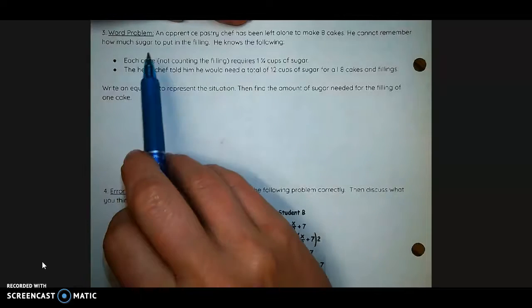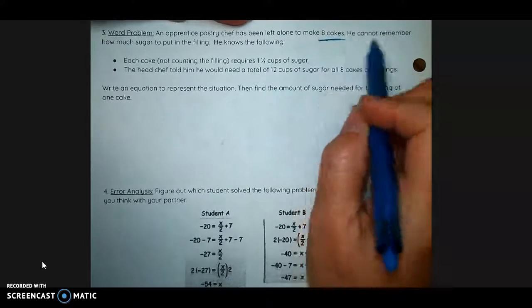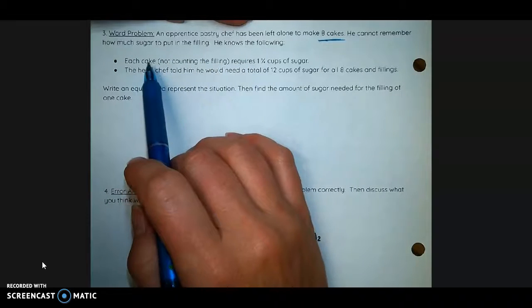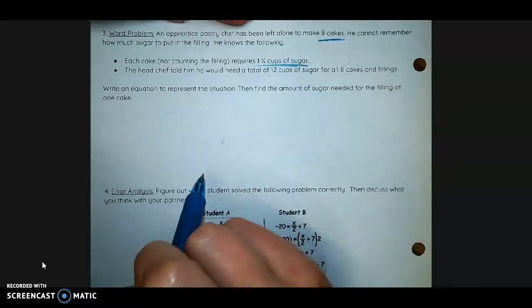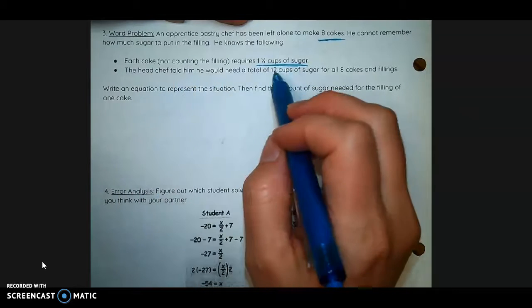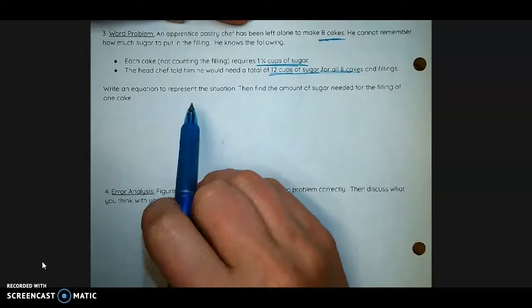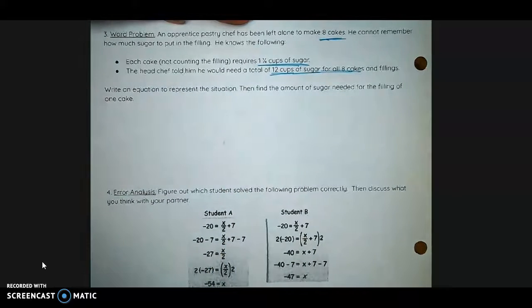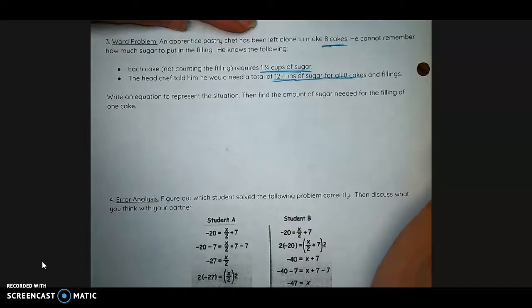But an apprentice pastry chef has been left alone to make 8 cakes. He cannot remember how much sugar to put in the filling. He knows the following, though. Each cake, not counting the filling, requires 1 1/4 cups of sugar. The head chef told him he would need a total of 12 cups of sugar for all 8 cakes and fillings. Write an equation representing the situation, then find the amount of sugar needed for the filling of 1 cake. Seems a little convoluted, but we've got this.